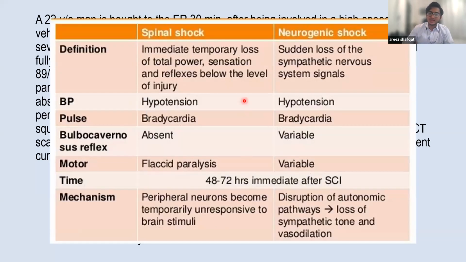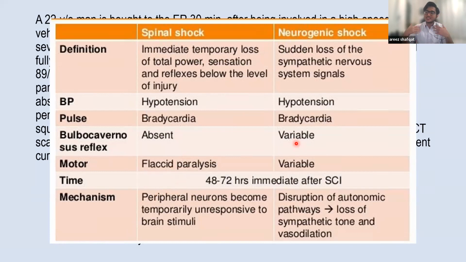You can see that here. Spinal shock is an immediate temporary loss of power, sensation, and reflexes below the level of injury. Neurogenic shock is sudden loss of sympathetic signals, all right? Now, both of them have flaccid paralysis, but the mechanism differs.